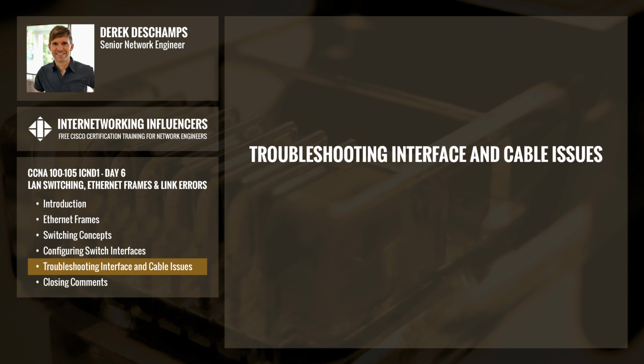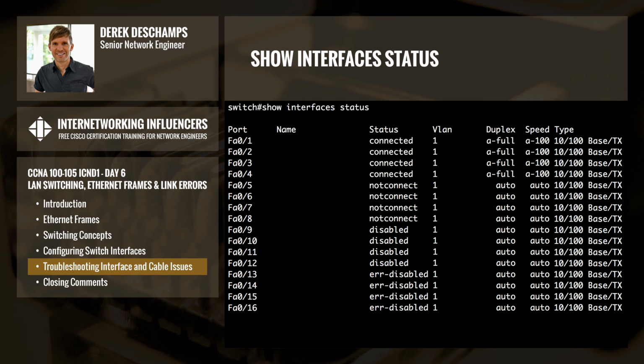The last topic we will cover today is troubleshooting interface and cable issues. The show interfaces status command can be used to display the status information for interfaces. The show interfaces status command can be used to verify duplex and speed settings. A duplex or speed setting that begins with a hyphenated "a" indicates that the setting was obtained using auto negotiation.